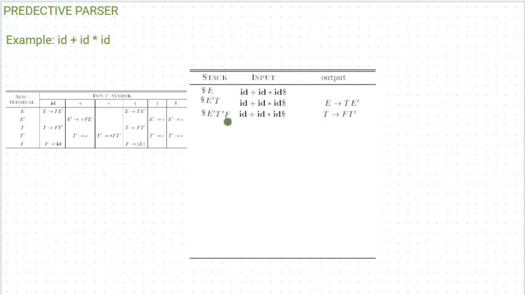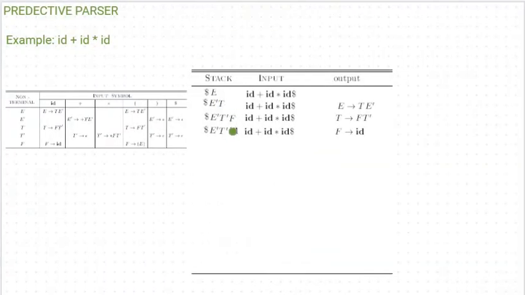Again the same process. The non-terminal F and the current pointer pointing symbol are compared. Okay, so F and id. You have to look at the parsing table: F row, id column. What do you have? F tends to id. Now you have to pop the F and push id, because that's the production we have, F tends to id. So F should be removed and id should be pushed.